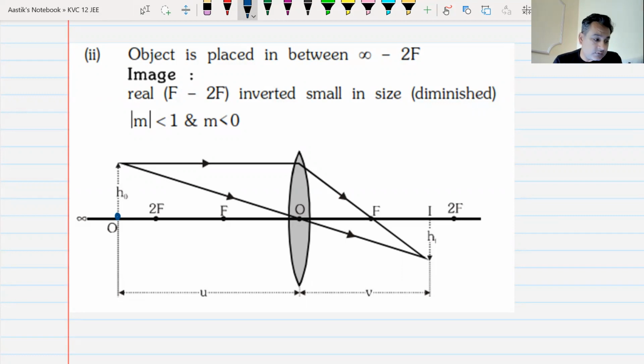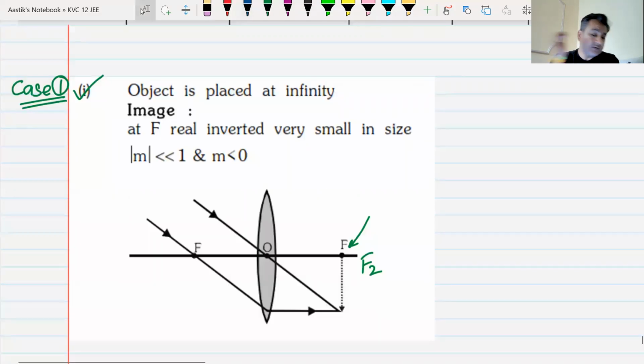Sir, previous slide, please. See the previous slide. Why is it taking so long for you to do this? I think you should have done this in your 10th standard. You did not do it. Ray diagrams. Chalo, draw it fast. Let me know once you are done.